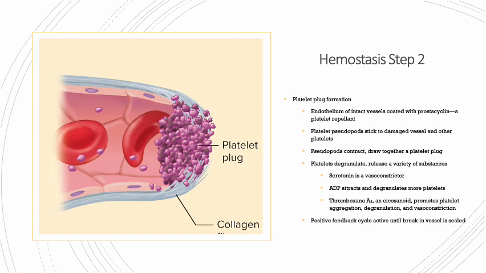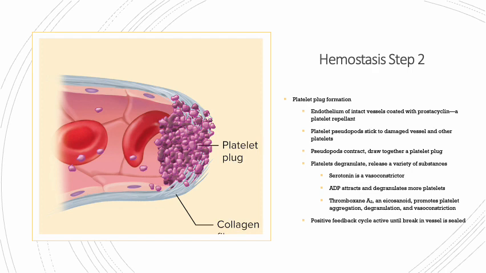When a vessel gets injured and the endothelium is cut or ruptured, there is no prostacyclin in that area. So platelets will stick to the cut area. That's why platelets only stick to injured areas and not all over inside of your vessels. So the platelet pseudopods, and if you remember back to cells, pseudopods are arm-like projections on cells that can grab onto things. They stick to the damaged vessel walls and other platelets.